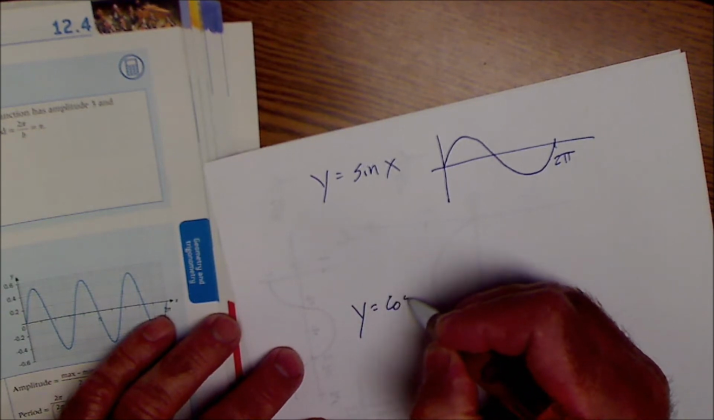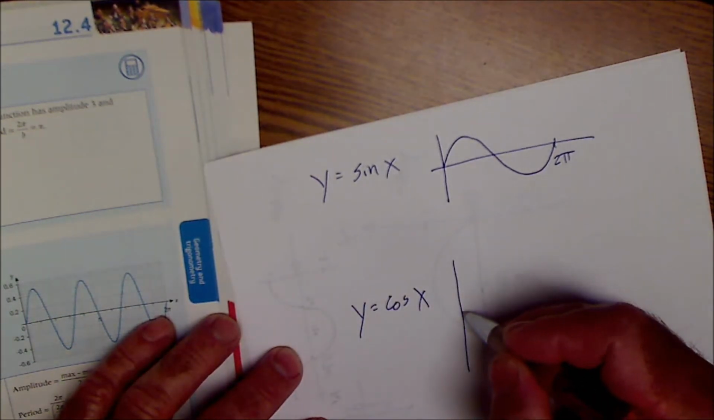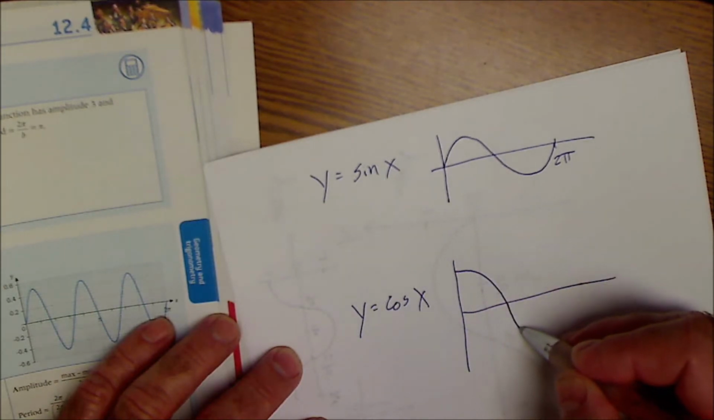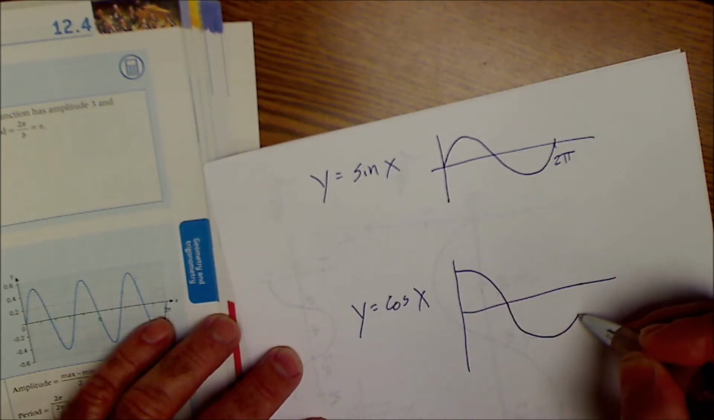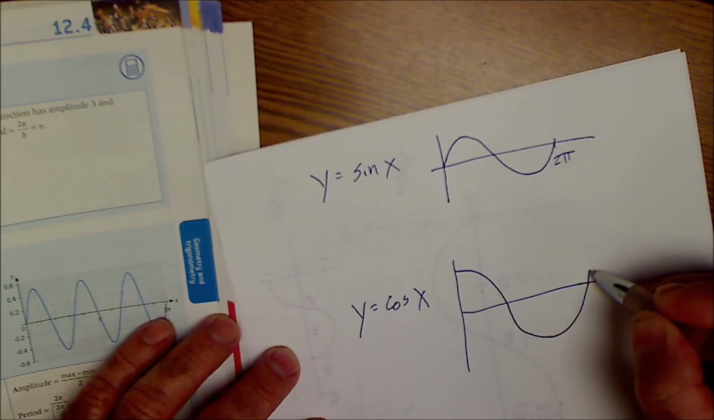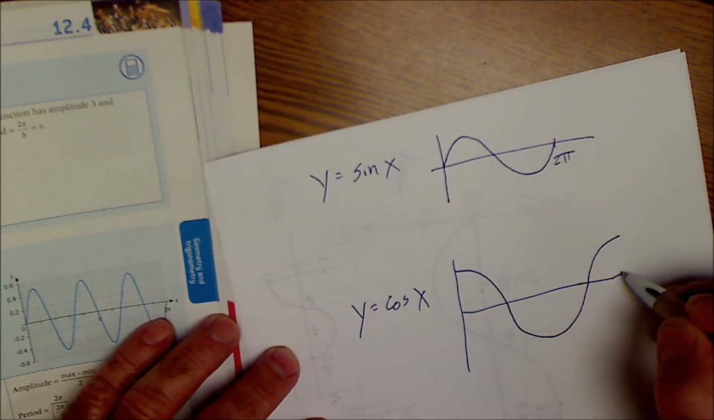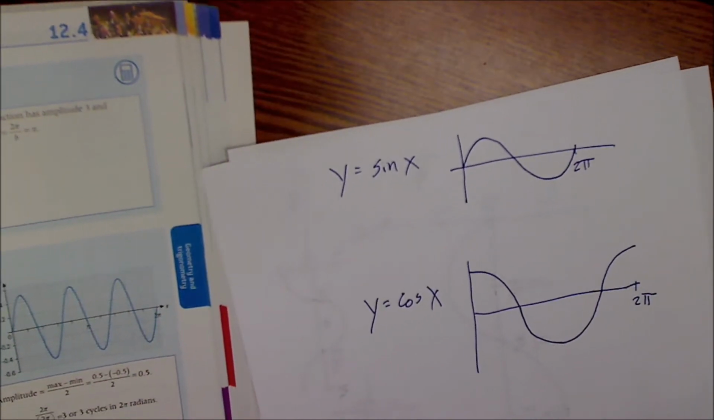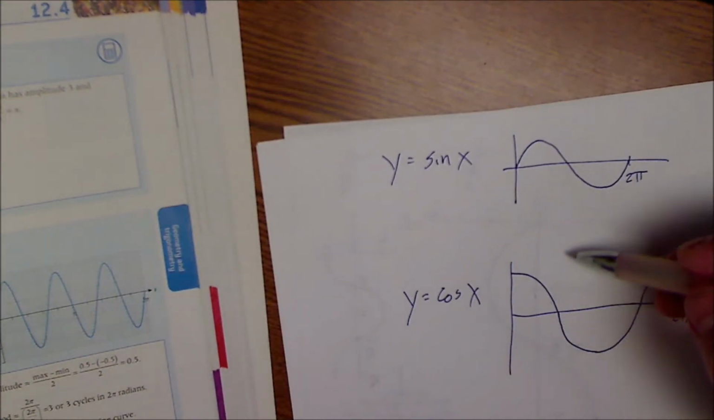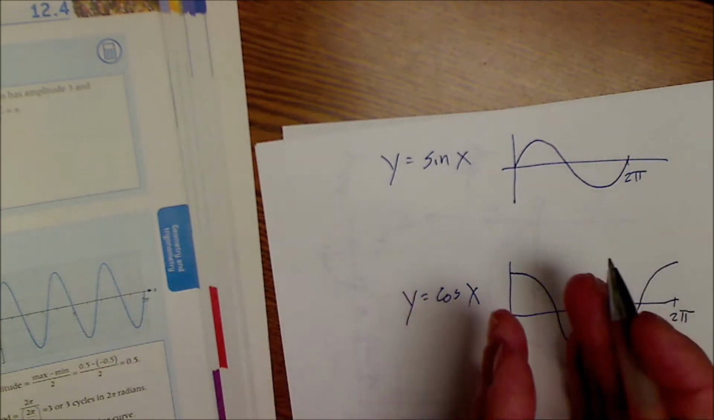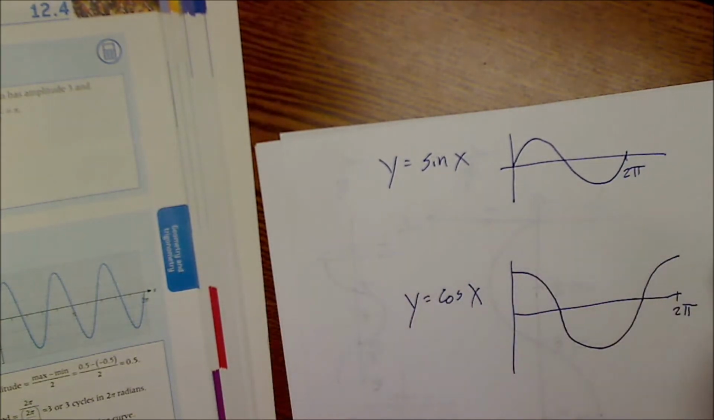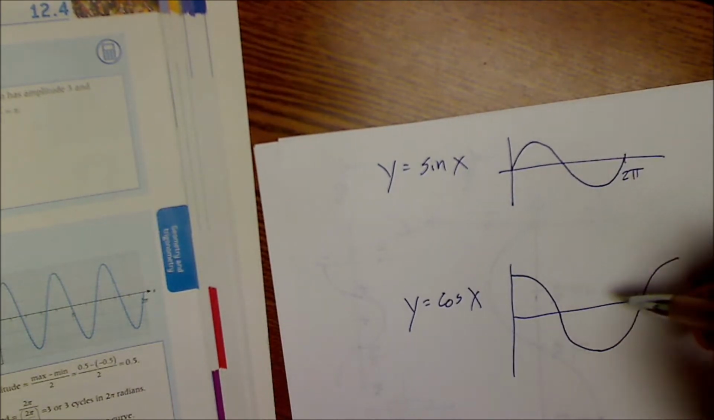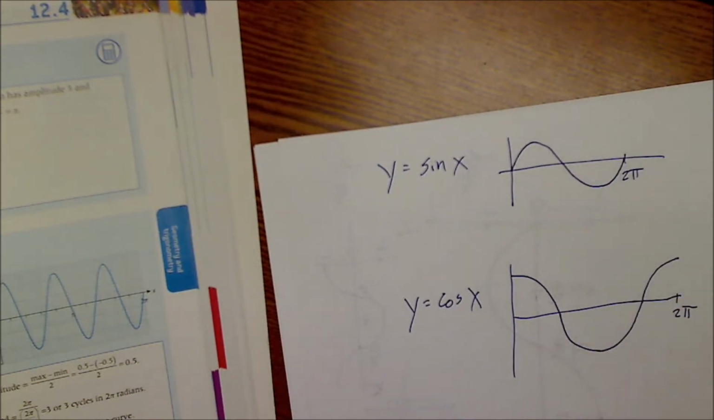Y equals cosine of x starts up, drops to 0 at the first quarter, down to -1 at the second quarter, back to 0 at the third quarter, back to 1 at the fourth quarter at 2 pi. Then what we're going to do with those is change the amplitude, which is the overall height, the period, which is how quickly it cycles, the vertical shift, and then the horizontal shift is pushing it over.